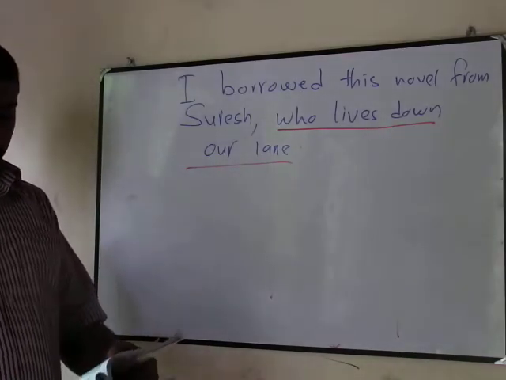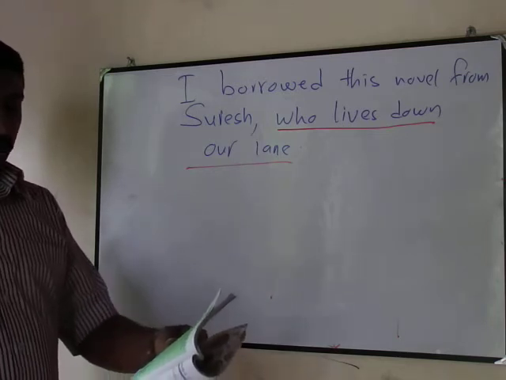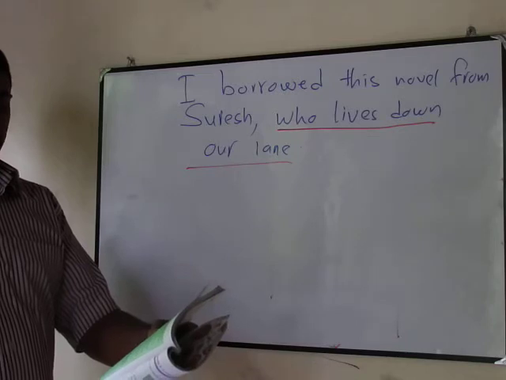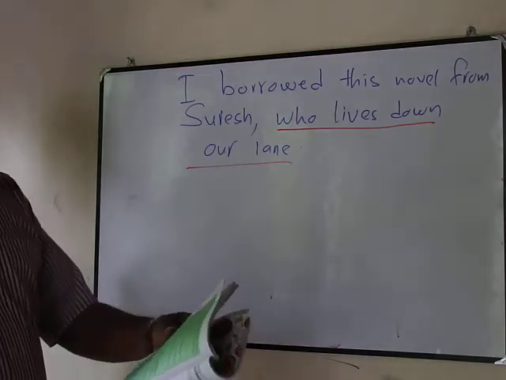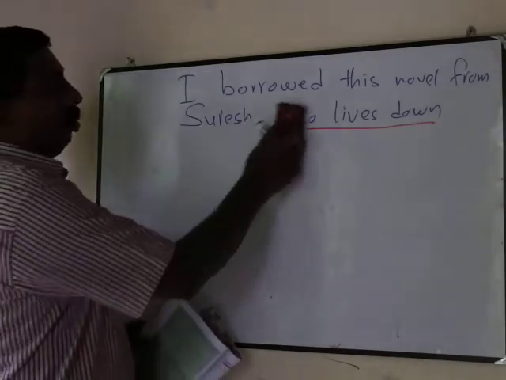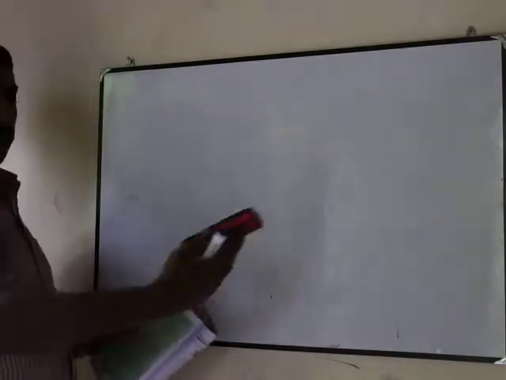If the non-defining relative clause comes in the middle of the sentence, we should use a comma both before it and after it.